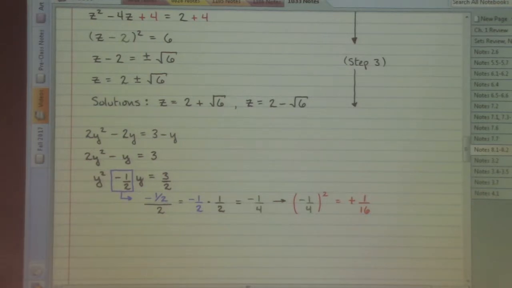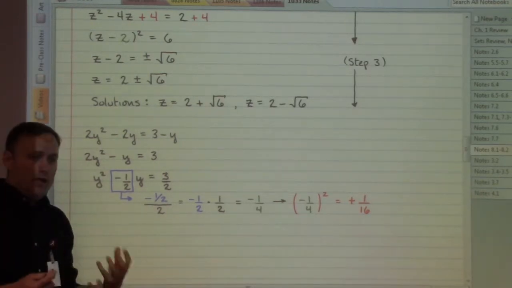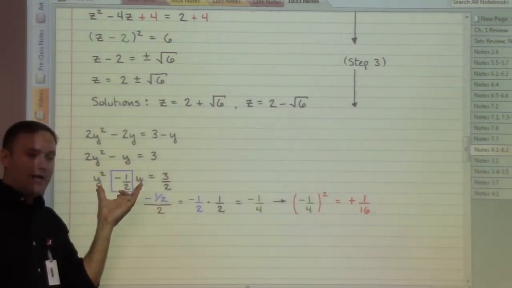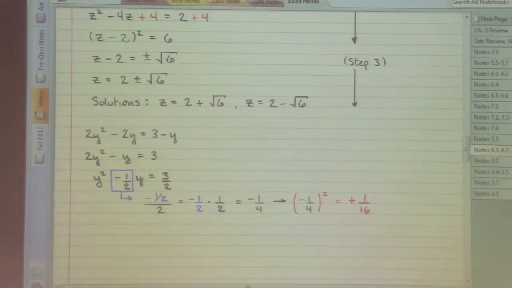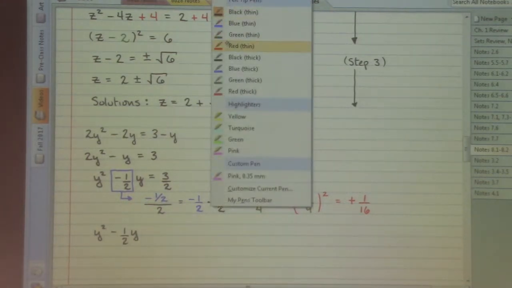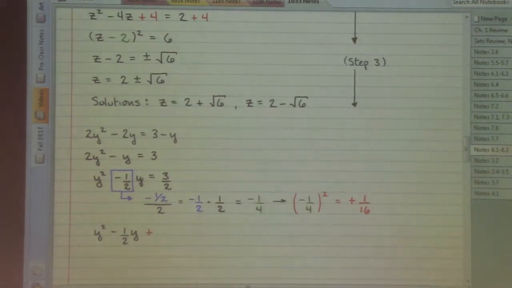So here I am completing the square steps. Now I've got to take those red and green pieces and use them in their appropriate spots. So I'm going to come back to this y squared minus 1/2 y equals 3/2. I'm going to incorporate the red number first. So we would have y squared minus 1/2 y, and tack on the red plus 1/16 equals the 3/2 that we already had.